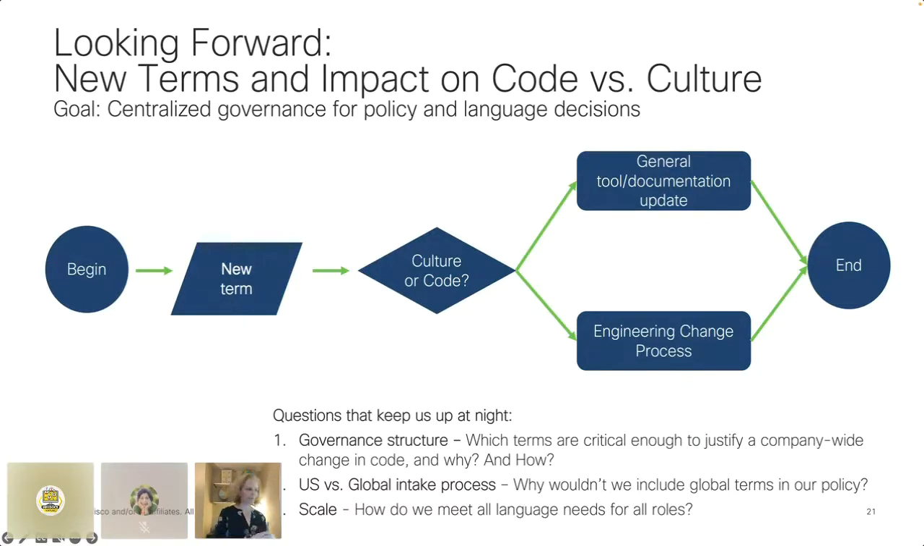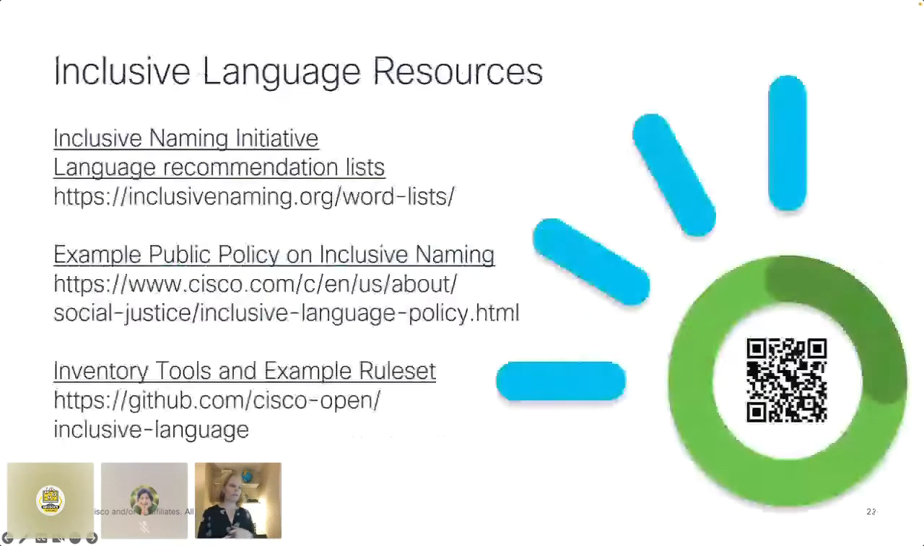So the next slide is the resources. So these are the things I mentioned, which is that list of words that you could use for tier one, tier two. And I think another really important aspect to the work they're doing there is, some words don't have to be changed, and here's why. And I think that's important work as well.